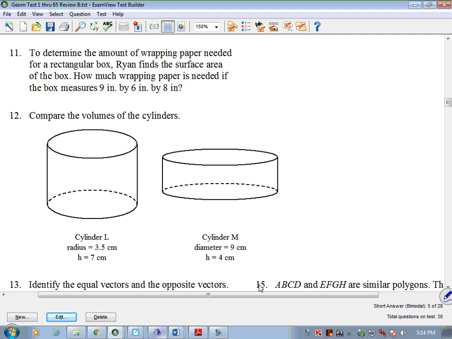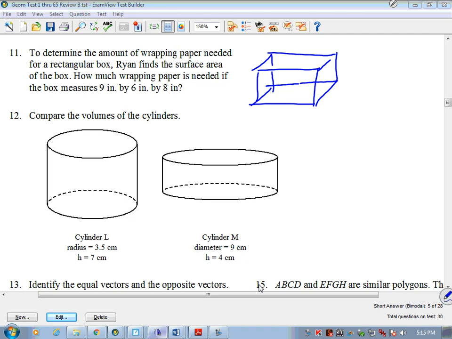To determine the amount of wrapping paper needed for a rectangular box, Ryan finds the surface area of the box. There's no overlap or anything like that here. How much wrapping paper is needed if the box measures 9 by 6 by 8? First thing I do when they tell me about something like this is draw it. 9 by 6 by 8, keeping in mind I've got a 9 over here and a 6 over here.